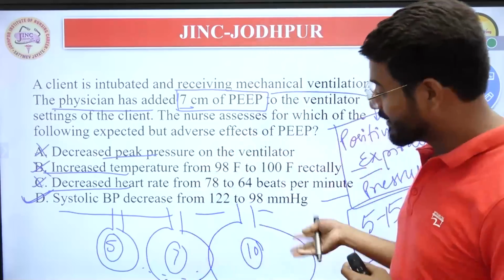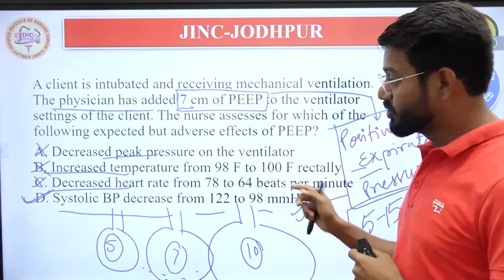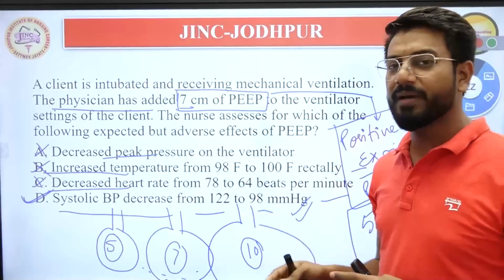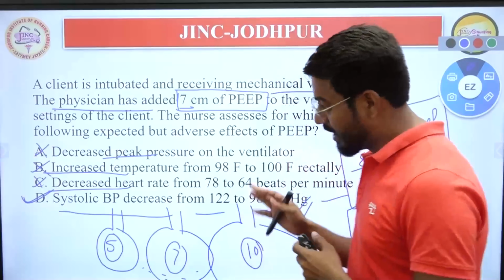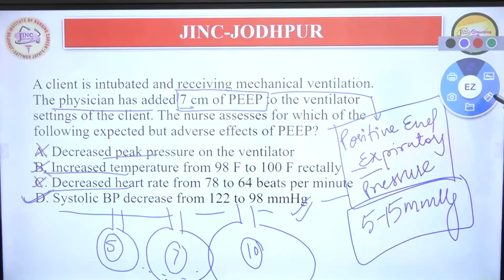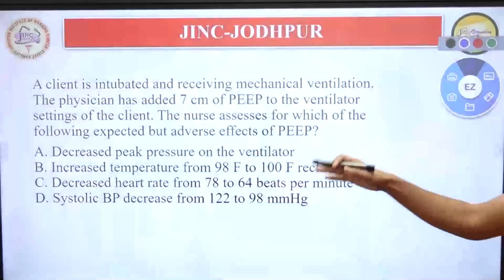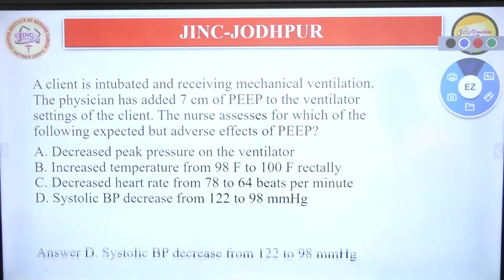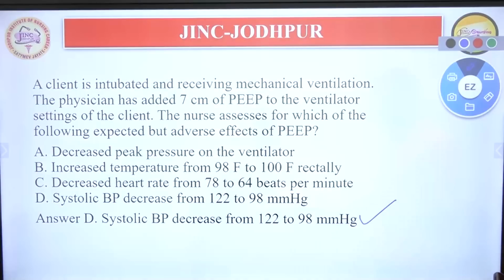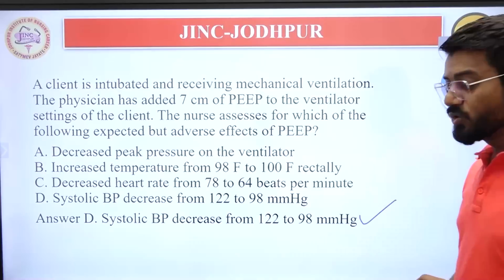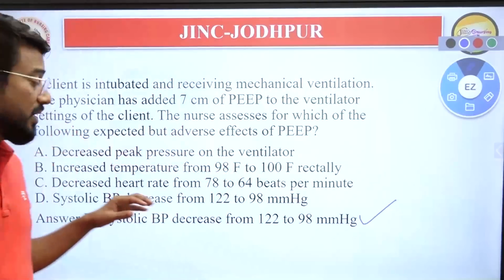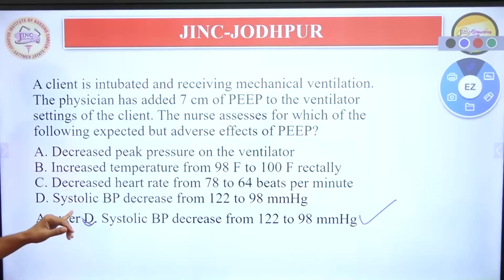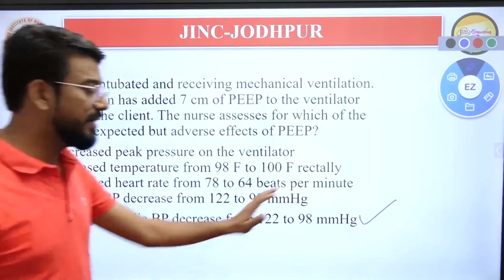So what will be the management of this problem? You should decrease the PEEP, and your problem will be solved again. So what is the right answer of this question? The right answer is D: systolic BP decreases from 122 to 98 mm of Hg. That is the right answer.